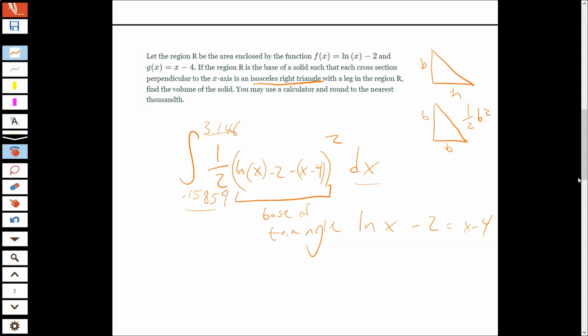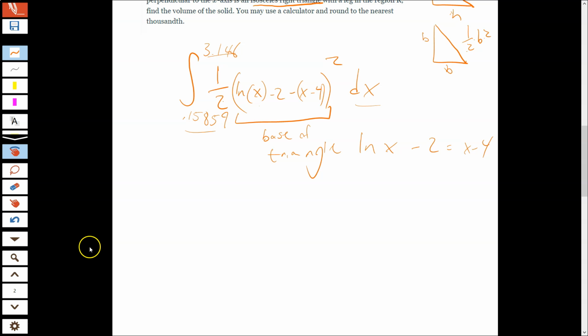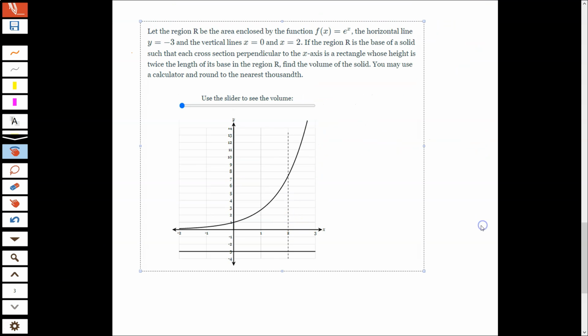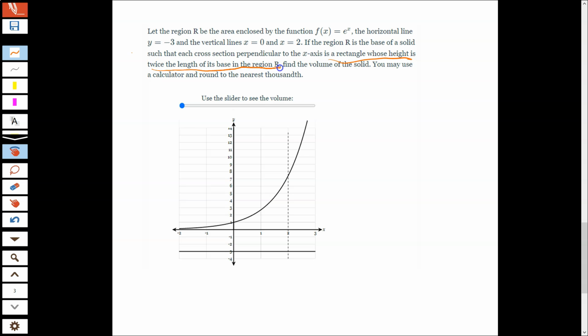We'll look at one more. So the rectangle ones in this lesson are the hardest ones. Okay, so here we have rectangular cross sections. Height is twice the length of its base. Okay, so we have area is base times height for a rectangle, right? We know that height is actually just 2 times the base. So area would be 2 times the base squared. Okay, so that should give you a big clue on how to set this up.